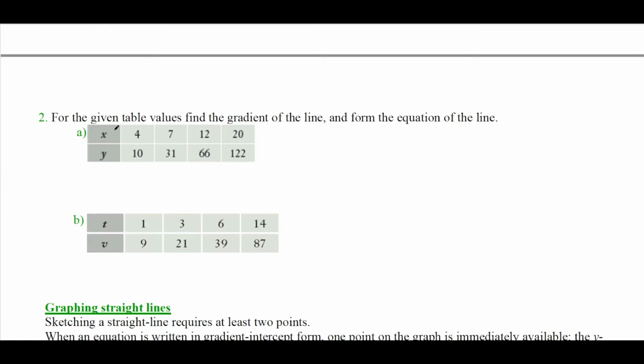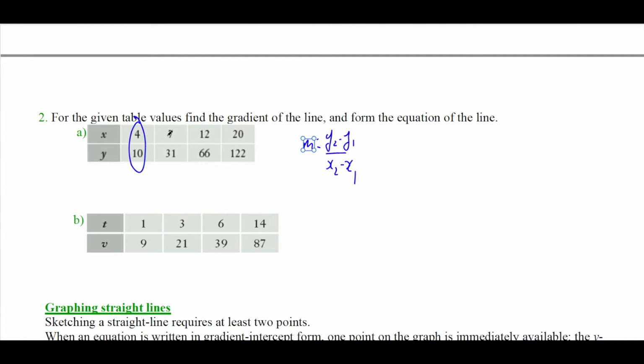For the given table values, find the gradient of the line and then form the equation. Okay, so basically, there's a few ways to do a question like this. What I recommend is find the gradient of the line first. So the gradient of the line is equal to y2 take away y1 over x2 take away x1. What that means is this: find two y values. So you've got to pick 2 points first.